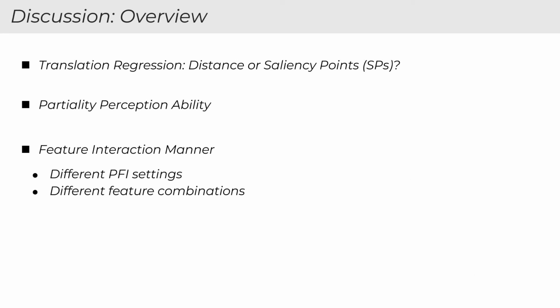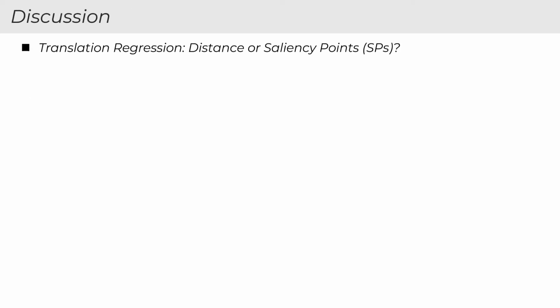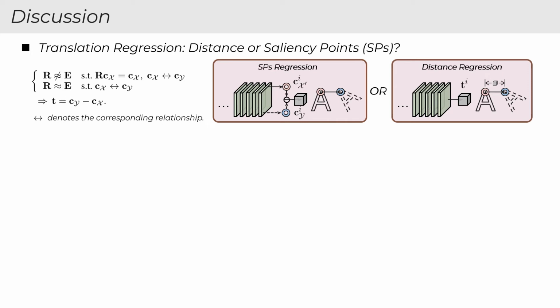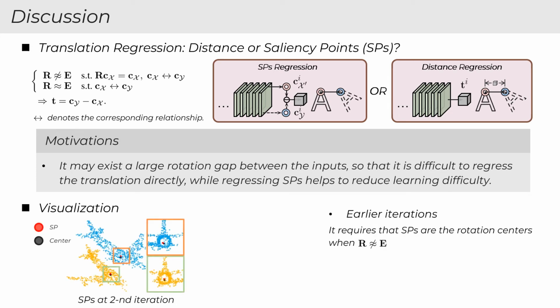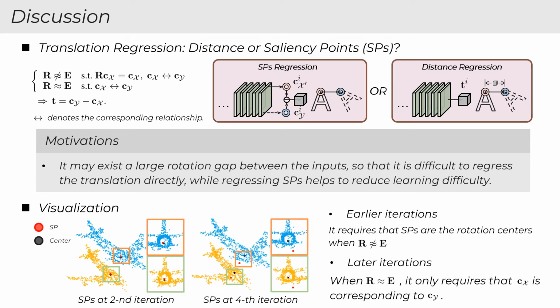To better understand the motivation of our designs and accumulate some insights, we make the following discussions. We first try to answer why estimating the saliency points is better. We assume that directly regressing the translation implements two steps implicitly. First, estimate the saliency points for the inputs, then compute the difference between them as translation. There may exist a large rotation gap between the inputs, so it is difficult to regress the translation directly, while regressing SP helps to reduce learning difficulty. At earlier iterations, the transformation difference between the inputs may still be very large, so it requires the saliency points to be the rotation centers, while they only need to correspond to each other at later iterations.